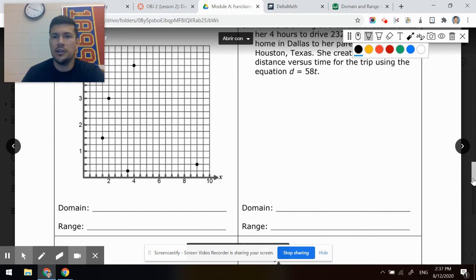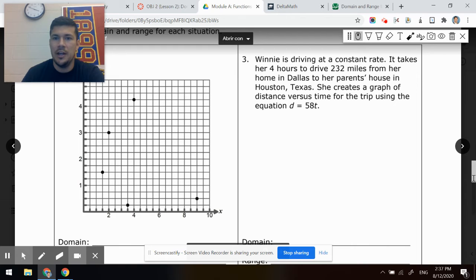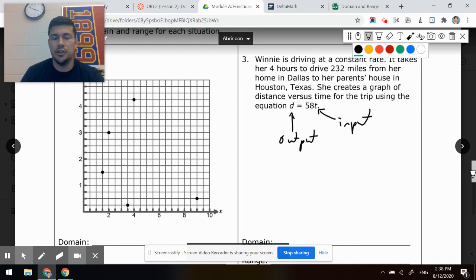If we look at this second example, this is a contextual example. It says when driving at a constant rate, it takes her 4 hours to drive 232 miles from her home in Dallas to her parents' house in Houston. She creates a graph of distance versus time using the equation D equals 58t. Well, I said that incorrectly. D is going to be my output, or my dependent variable, and t is going to be my input. So input is your domain.